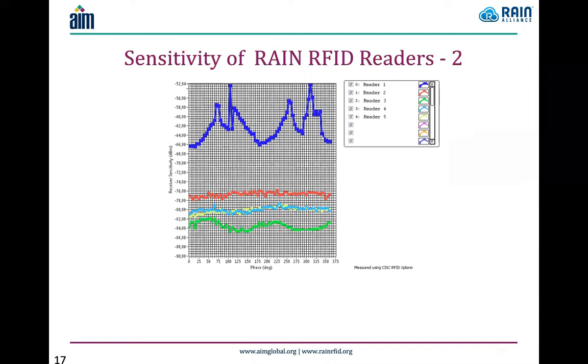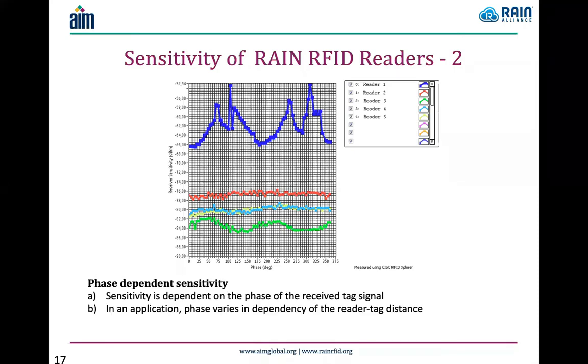In an application, as we are aware, the phase of the signal received by the reader is dependent on the reader to tag distance. Based on that, the signal that is received is either in the I channel or the Q channel of the reader, or even partly between the I and the Q channel. This is something we need to be aware of during system application and adjust accordingly.